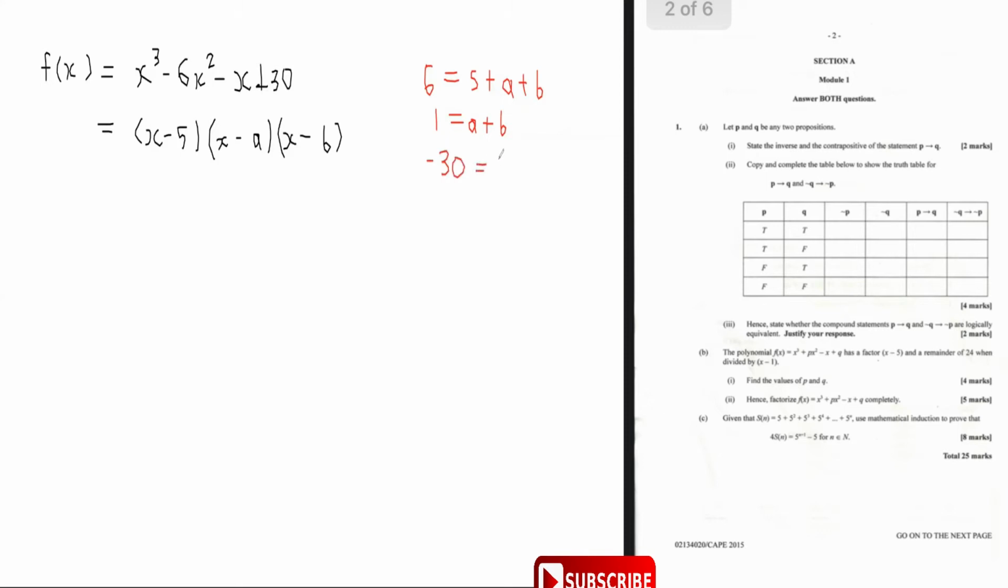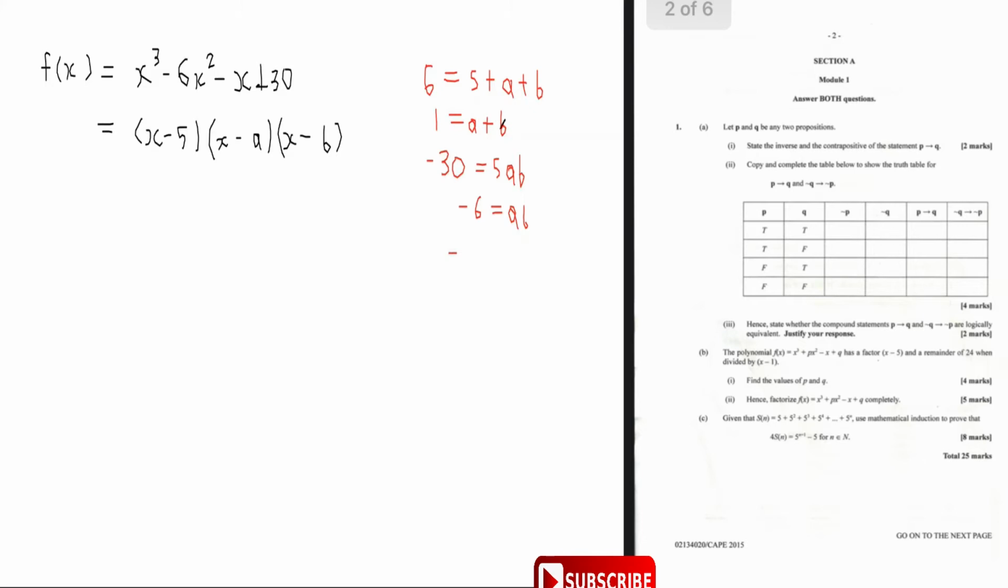So that means 5 times a times b is negative 30. If I divide through by 5, then negative 6 is equal to a times b. Now I can just solve these equations simultaneously. It's just easier than doing the polynomial division in my estimation. Or you can just look at it.